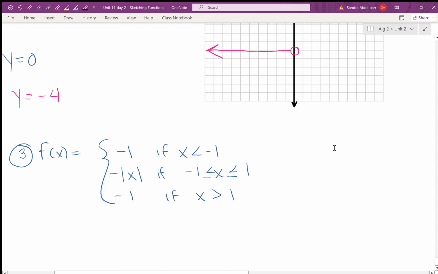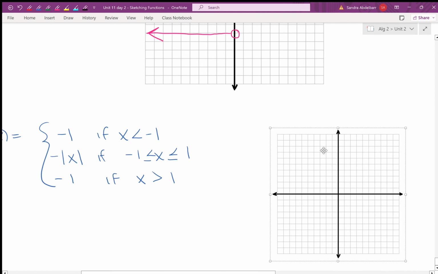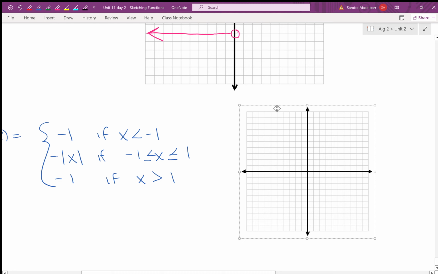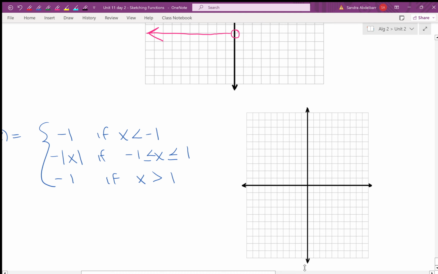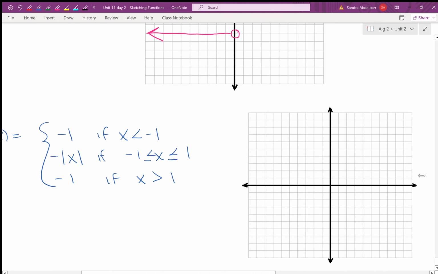What have I put in here now? Absolute value. What's absolute value look like? A V. Absolute value looks like a V.